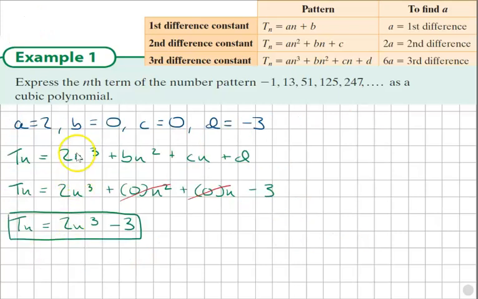And again, subbing in, I already know the A is 2, replacing the B with 0, the C with 0, and the D with minus 3, I get Tn equals 2n cubed minus 3 again. So it's just an alternate way of doing it.